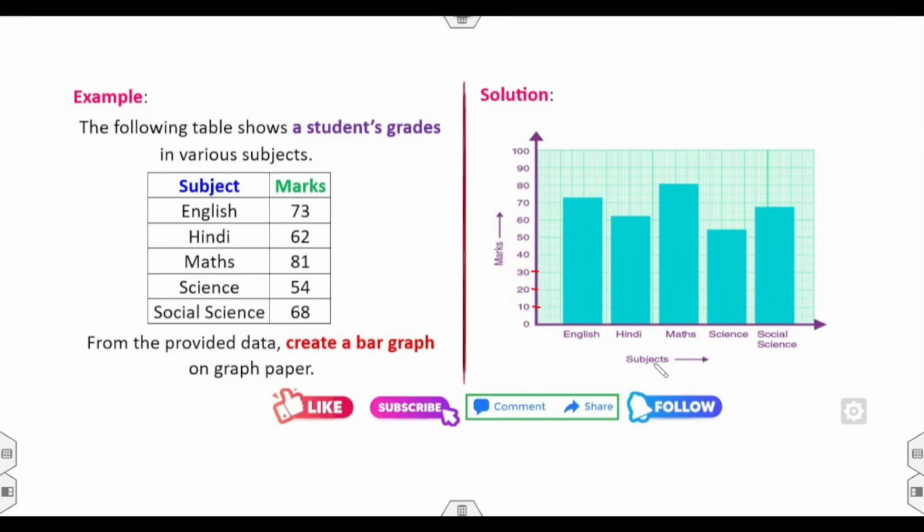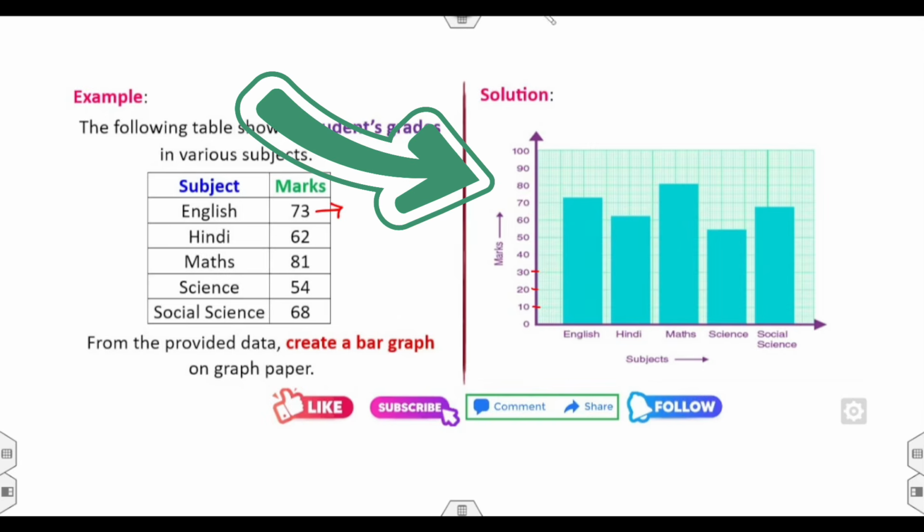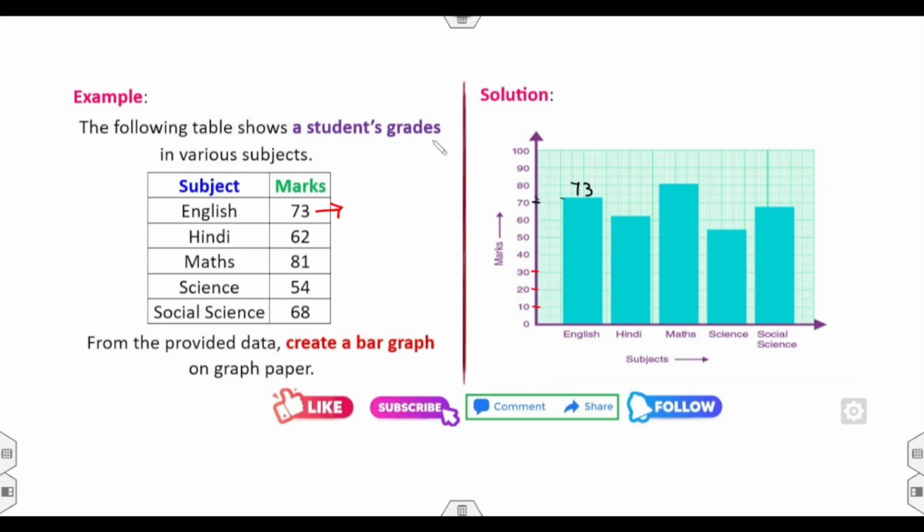X-axis, y-axis, you have written them with their corresponding pictures. Look at that. It's 73. So 73. This is my 70. Look at the 3 lines corresponding to 73. Similarly, for the second one, it's 62 and so on.